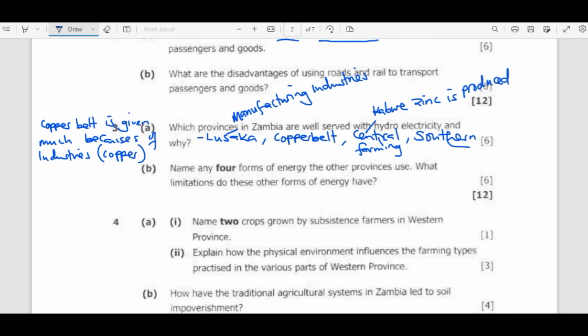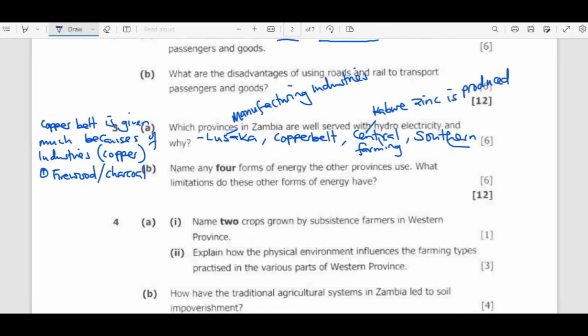And then we can move. Name any 4 forms of energy the other provinces use. What limitation do these other forms of energy have? So let us name these 4 forms of energy. So number 1, obviously we know that the first one is firewood, or we can say charcoal.